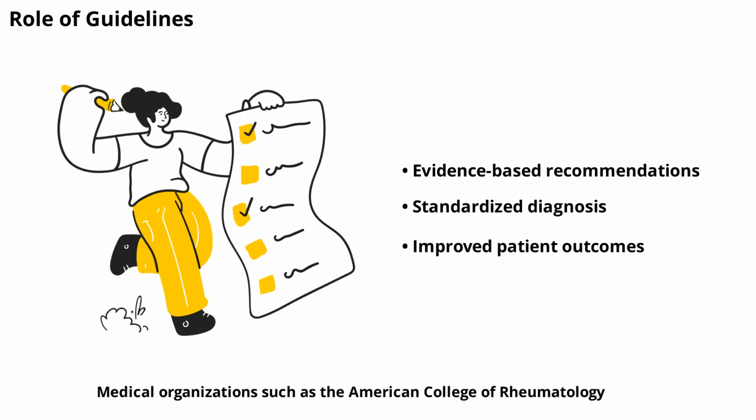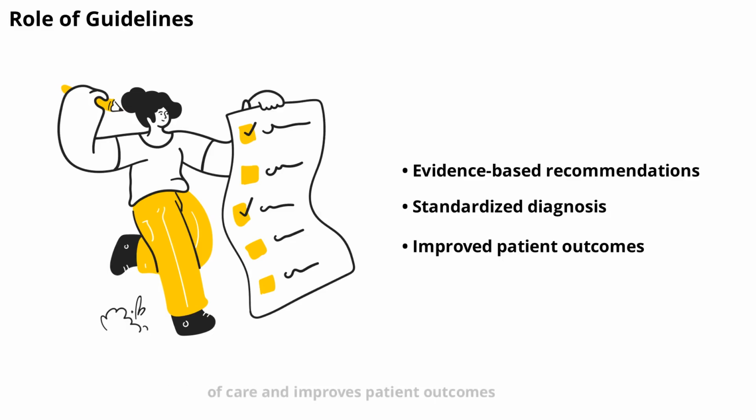Medical organizations, such as the American College of Rheumatology, provide guidelines for diagnosing osteoarthritis. These guidelines outline the recommended steps and criteria for diagnosis, ensuring that patients receive evidence-based care. Doctors refer to these guidelines to confirm their clinical judgment and to stay updated on best practices. Following guidelines helps maintain high standards of care and improves patient outcomes.